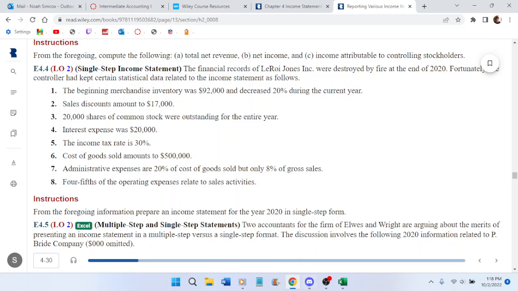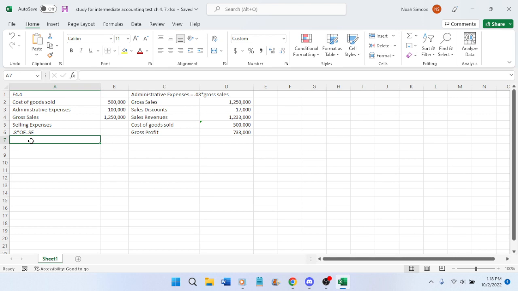Wait a minute. So we know that AE plus SE equals OE. And we have two equations. We know what the administrative expenses are, so we can replace AE with 100,000. So 100,000 plus SE equals OE. And 0.8 times OE equals SE. They're making you do algebra to solve this question? Dude, is this actually going to be on the test?